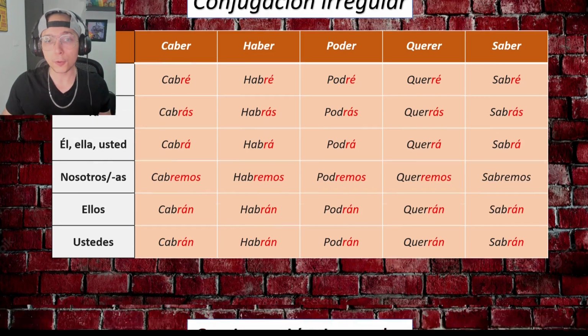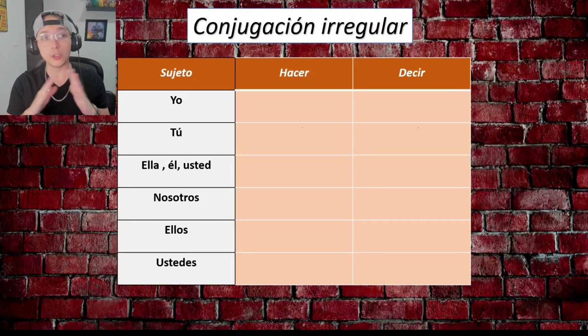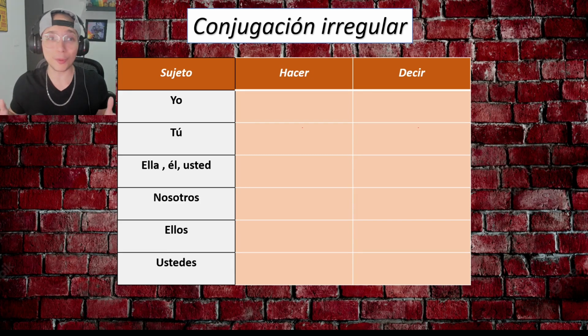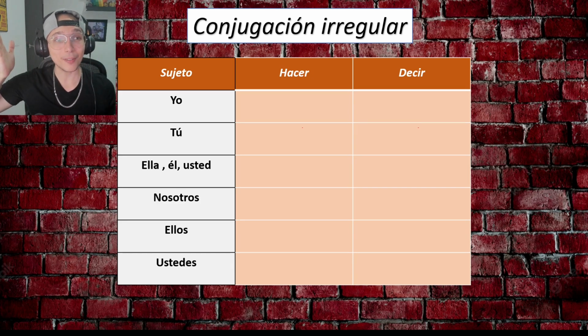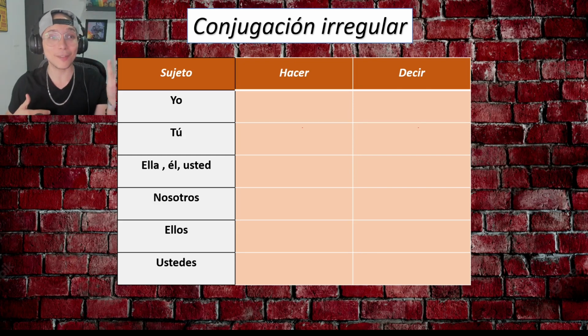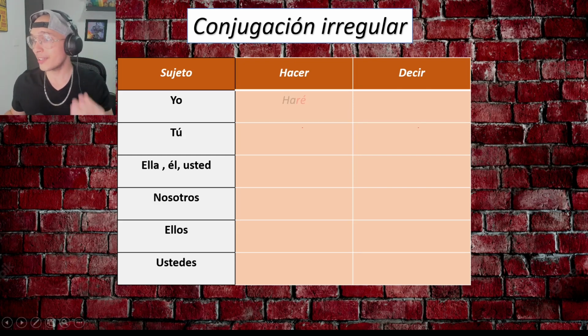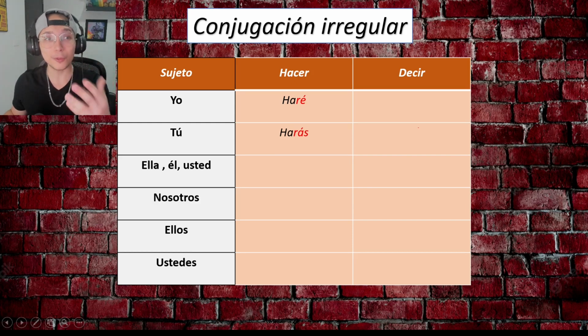Now, the last group of verbs, these are totally irregular, so we need to memorize them. Luckily for you, it's only 2 of them. Hacer, which is to do, and decir, which is to say or to tell. So for hacer, we say yo haré, I will do. Tú harás, you will do. Ella hará, she will do.